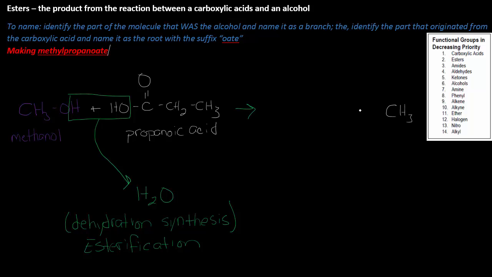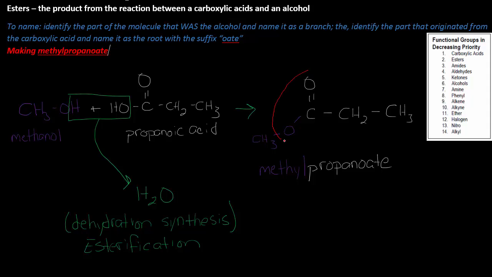So when water is removed from the alcohol carboxylic acid combination, what's left behind is a molecule that has joined together those 2 carbon chains. So you can see the methyl part that came from the alcohol and the propanoate part, which came from the carboxylic acid. You can see methyl propanoate. Okay, with the ester functional group stuck right there in the middle.